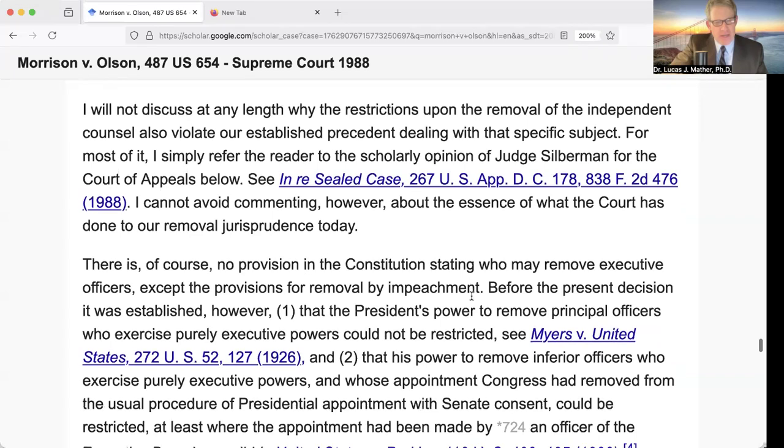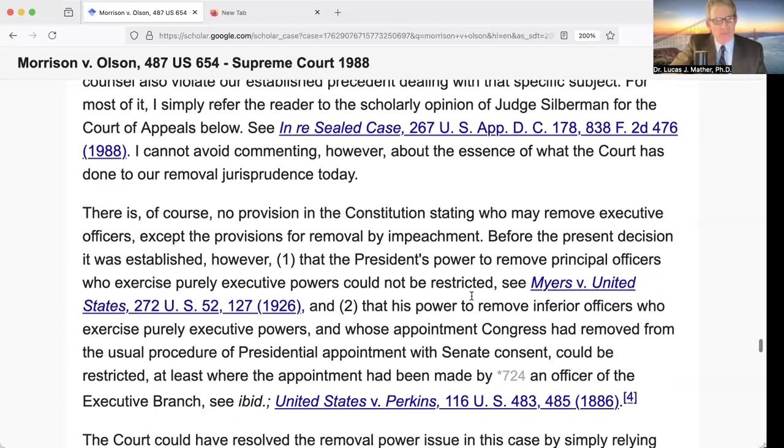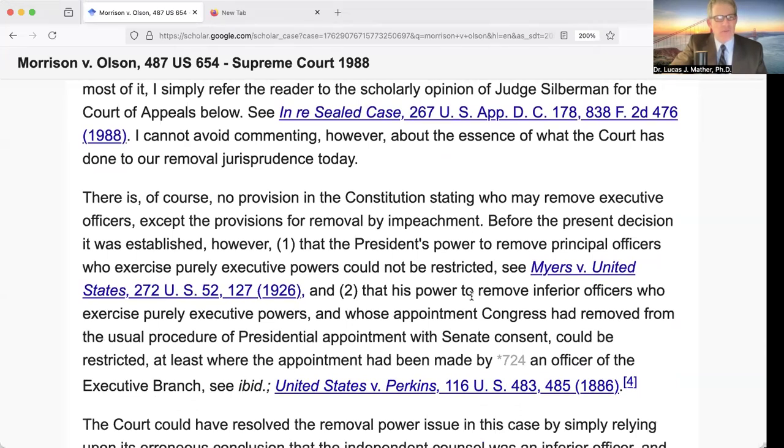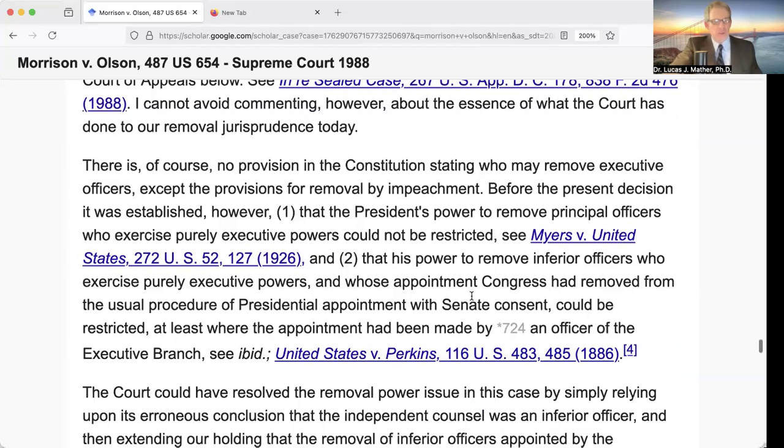Here, Scalia continued: "I cannot avoid commenting, however, about the essence of what the Court has done to our removal jurisprudence today." Now, remember, he's writing in dissent in Morrison versus Olson, and he won the day on the executive theory of the president, I mean, the Unitary Executive. He says: "There is, of course, no provision in the Constitution stating who may remove executive officers except the provisions for removal by impeachment. Before the present decision, it was established, however, that the president's power to remove principal officers who exercise purely executive powers could not be restricted.